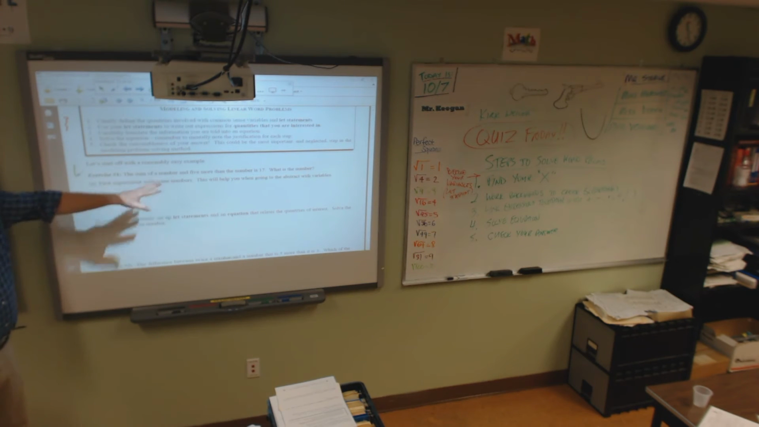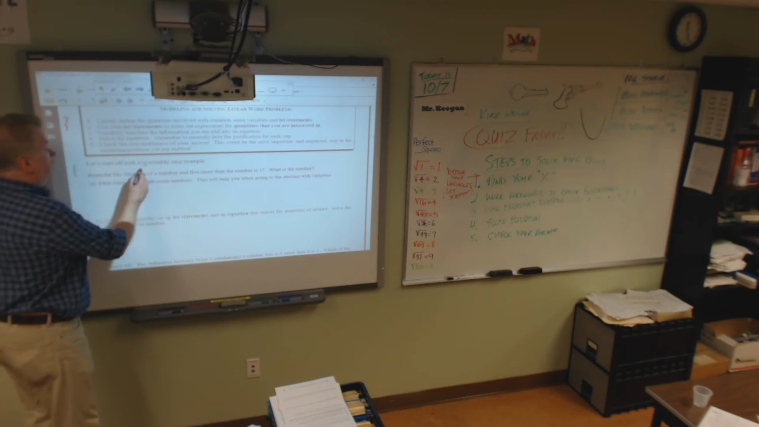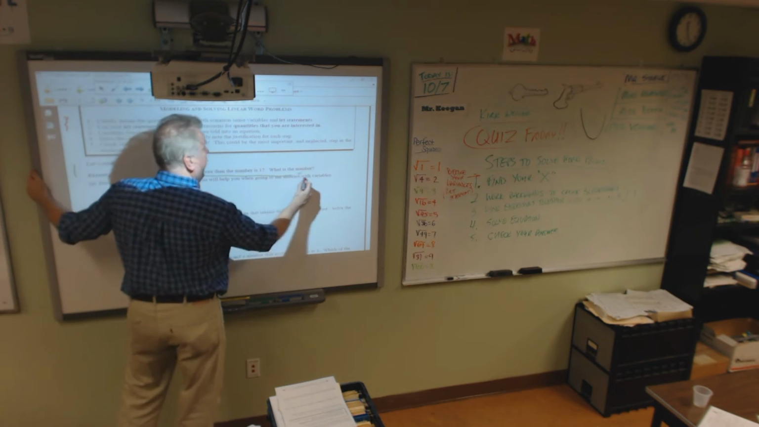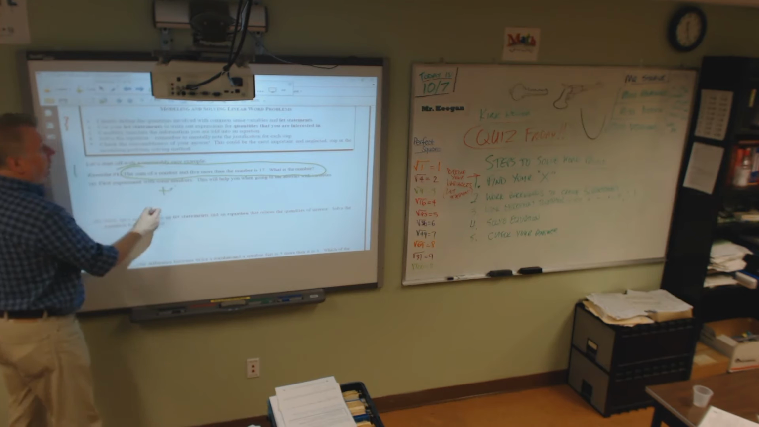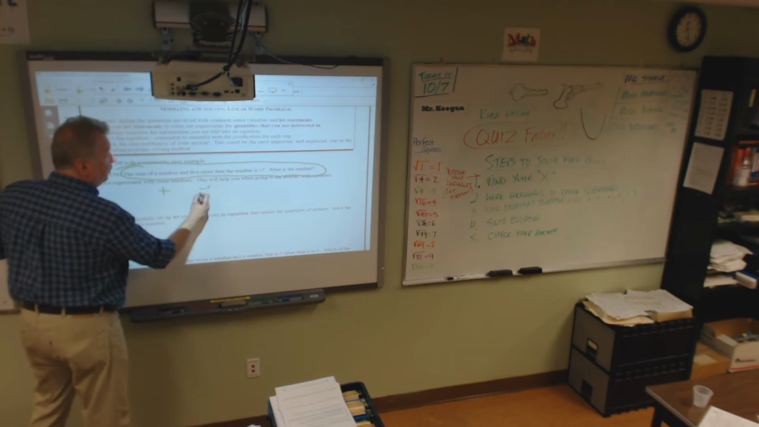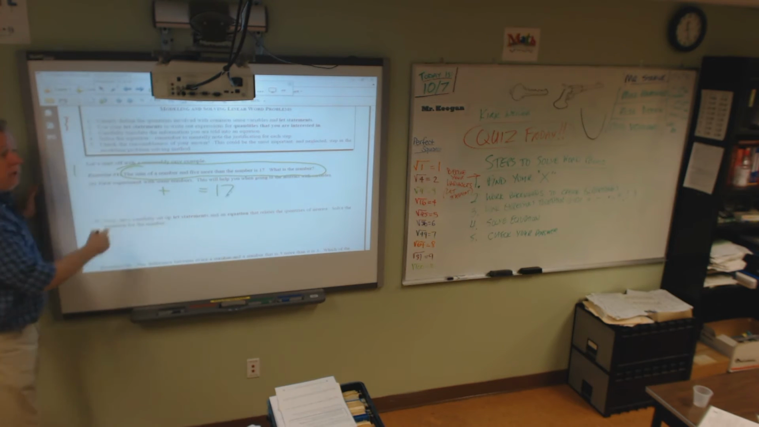All right, guys. If you want to continue writing that, I'm going to go over this first problem, okay? It says the sum of a number and 5 more than the number is 17. What's the number? How many numbers do we have here? 2. And we're adding them, right? So when you add these two numbers, somehow you get 17. We're going to try a couple of guesses. Tell me what you think the number might be.